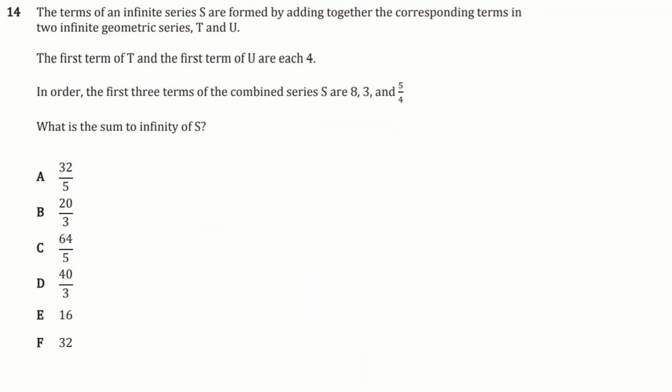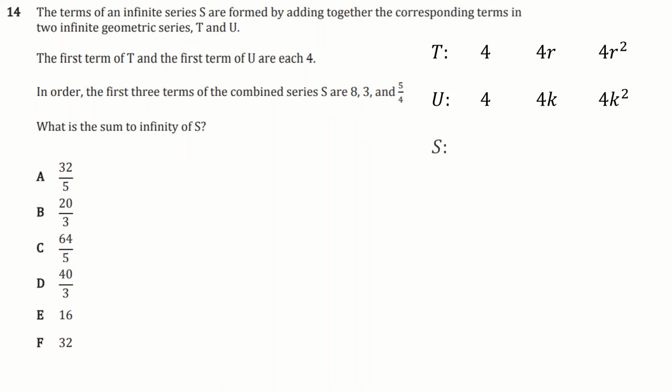Okay, number 14. Yeah, a bit of a weird question, this one. You've got an infinite series S, which is formed by adding together 2 infinite series T and U. So let's say both T and U start with 4. Now they're geometric, so you times by something to get the next term. So I'm going to call the next term 4r, and the term after that 4r squared. And likewise for U, starts at 4, but I can't say it's r again, because I don't know that the geometric series multiplies by the same thing for each sequence. So I'm going to call it k, and then 4k squared.